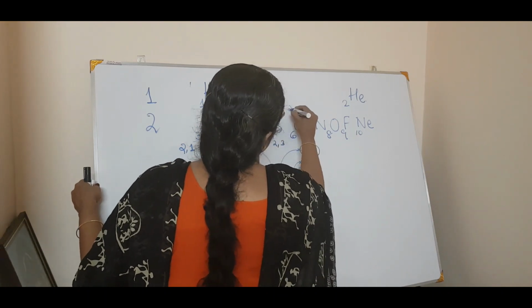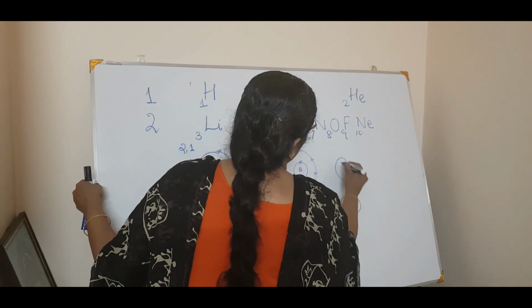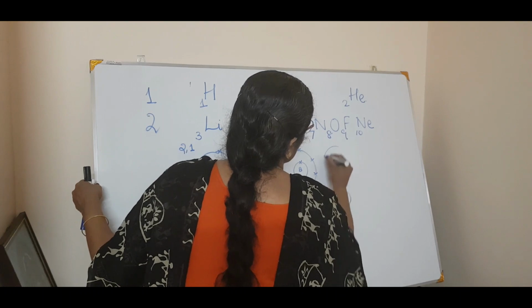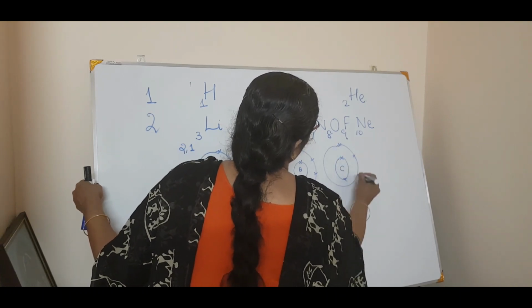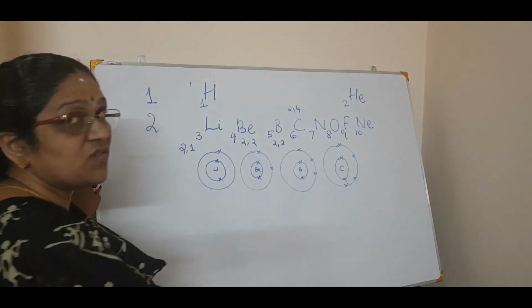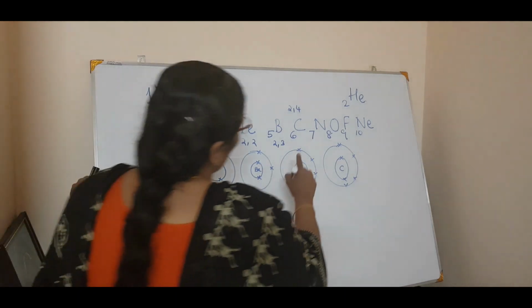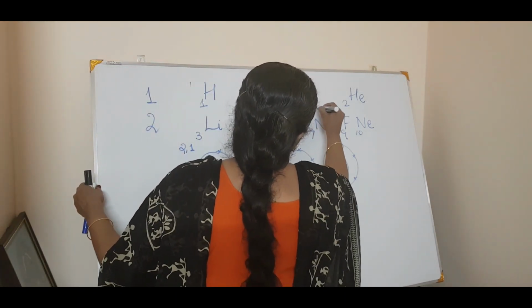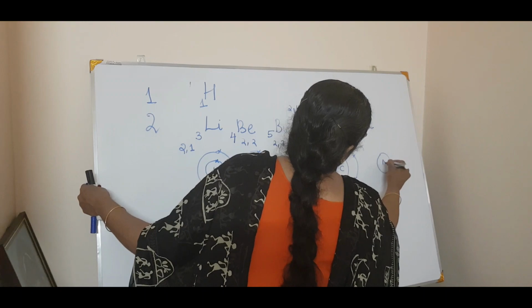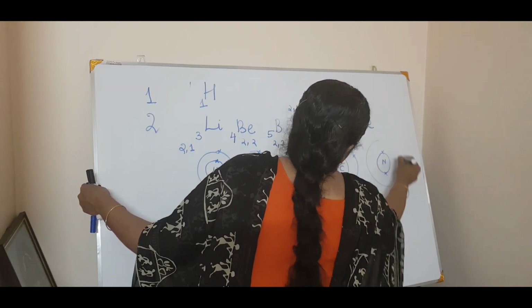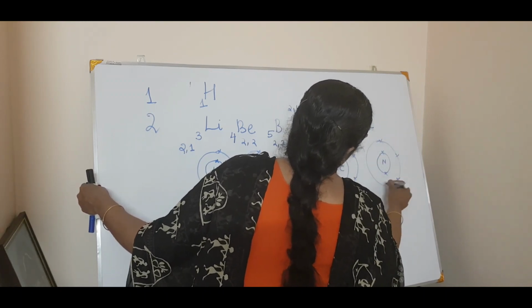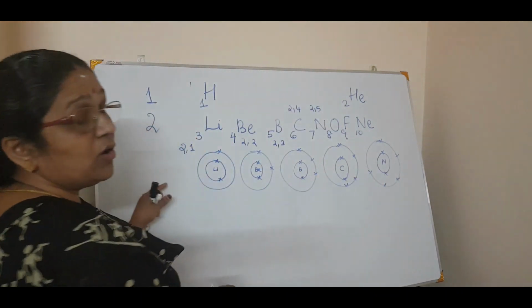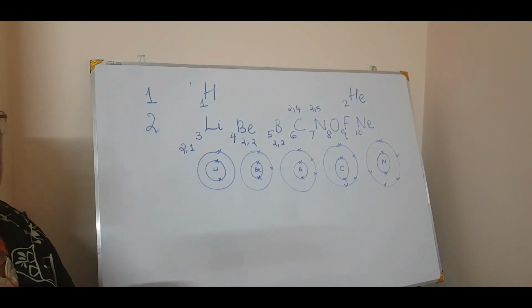Carbon is 6. That is 2, 4. So carbon, first shell 2, second shell 4. 1, 2, 3, 4. Correct. Now nitrogen 7. That is 2, 5. So nitrogen nucleus, first shell 2 electrons, second shell 1, 2, 3, 4, 5. This I have given you as homework, to draw all this up to calcium.